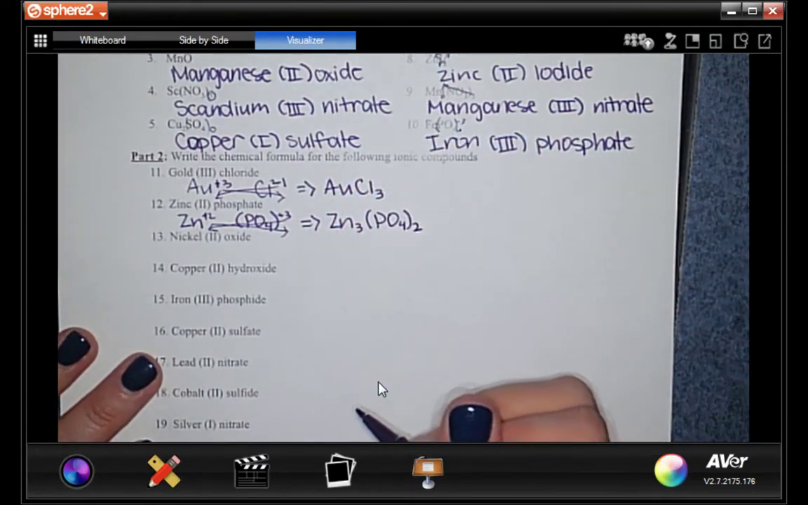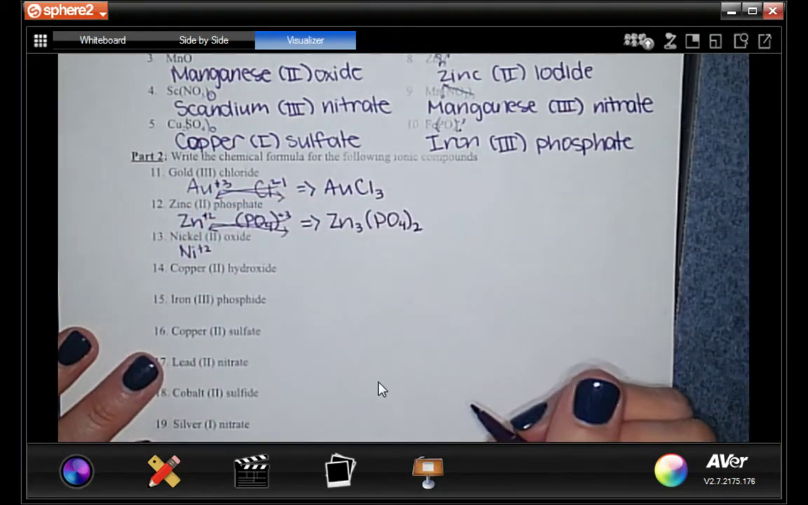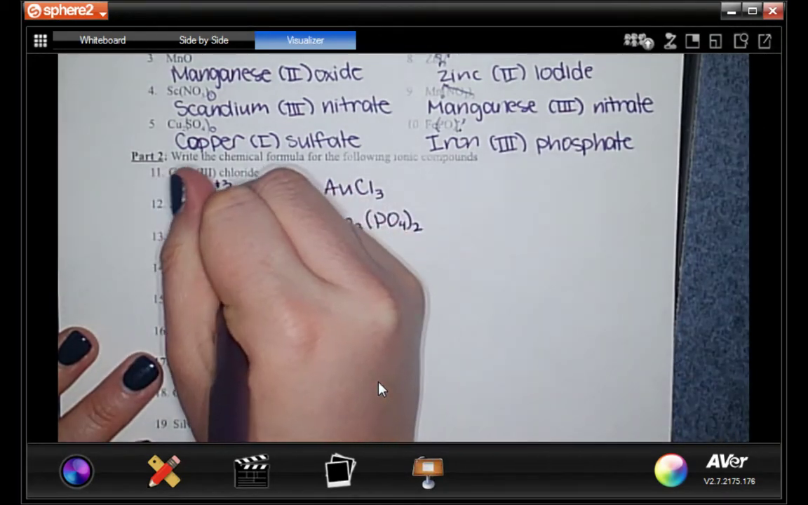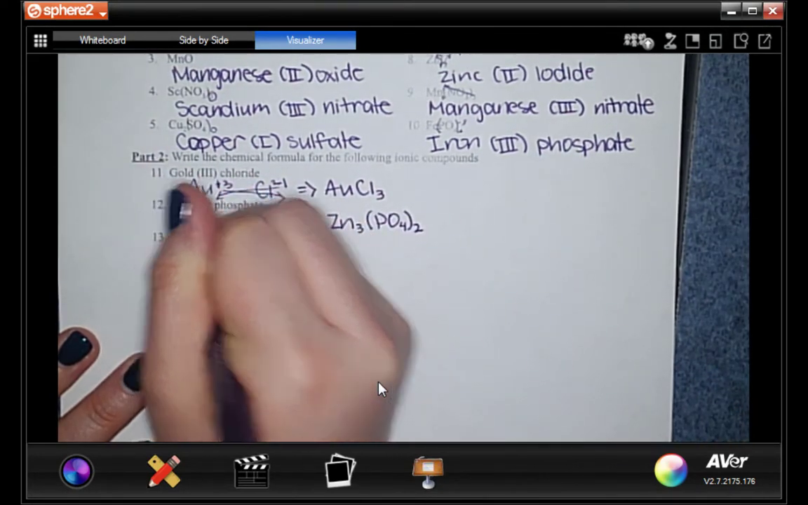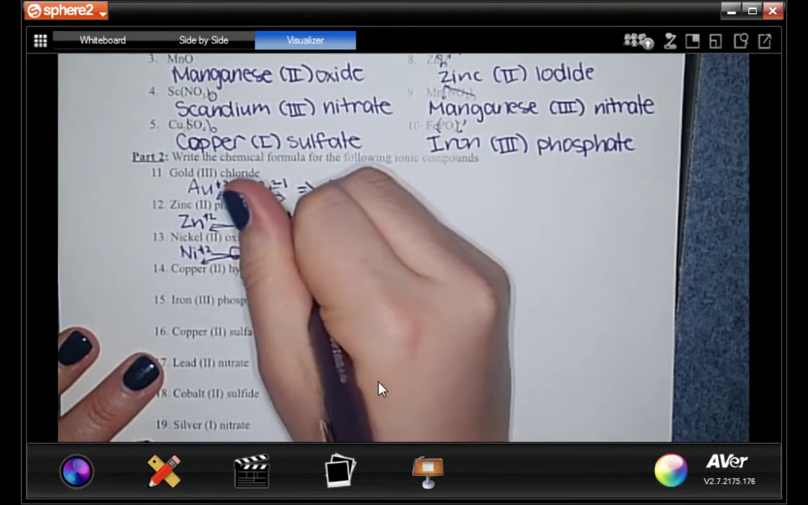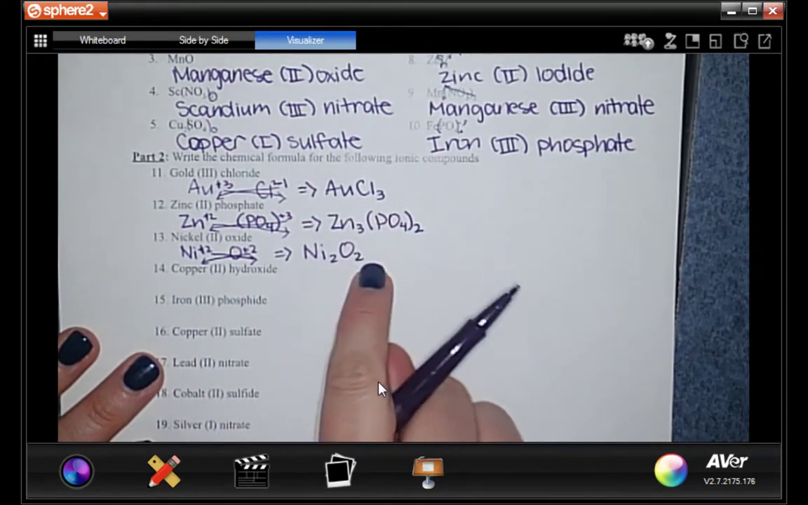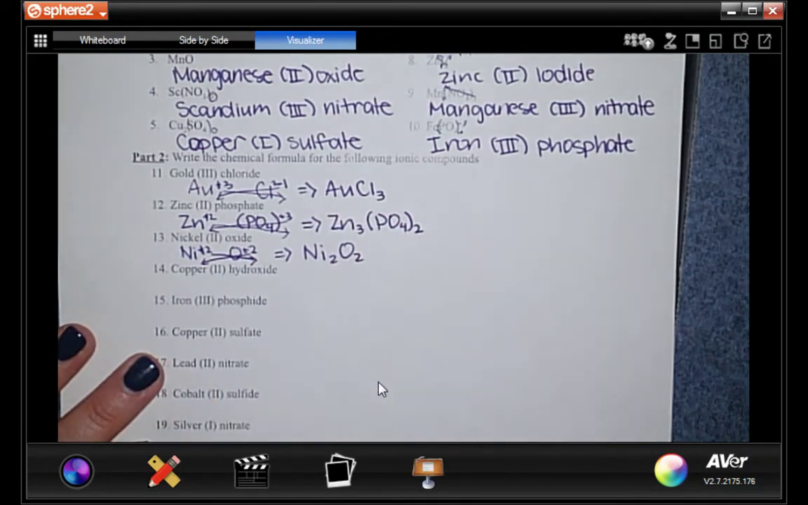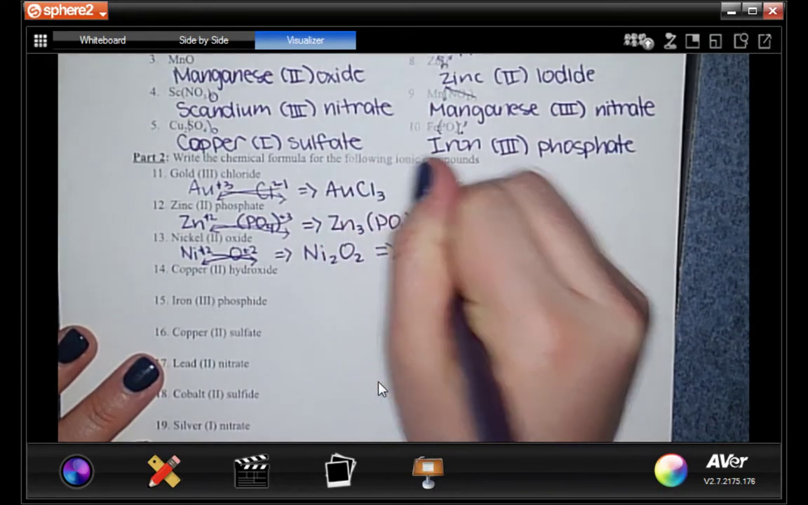Number 13, nickel 2 oxide. So nickel has a +2 charge in this instance. Oxygen has a -2 charge. Well, this is going to be pretty easy here. We just have to do this. And since they have the exact same subscript, we can reduce further. So our final answer actually looks like that.